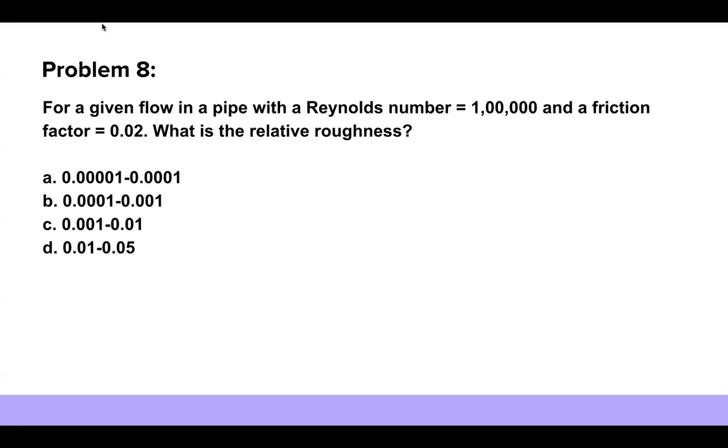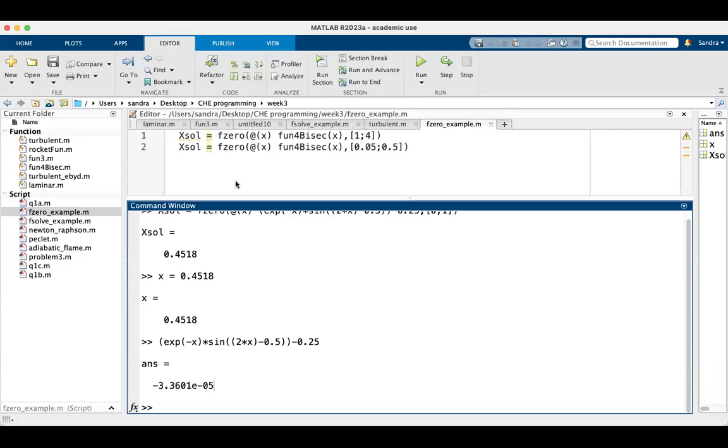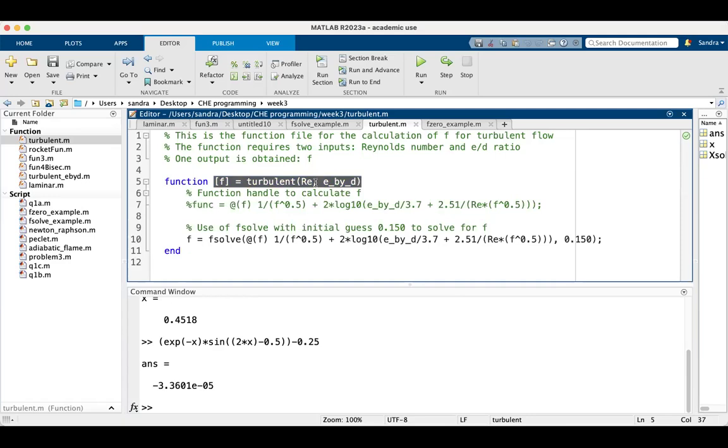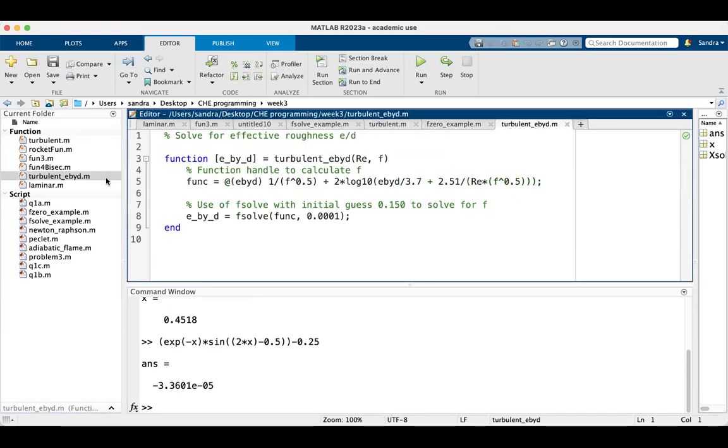Anyone got the answer? So you have to just rearrange the turbulent function equation. We have this equation like this. It takes Reynolds number and E by D ratio. Basically, Reynolds number and roughness as an input, and the output that you get is a friction factor. Now we have the other way around. So the same function I have just rearranged. Here, this is a new function, turbulent E by D. It takes Reynolds number and friction factor as input.